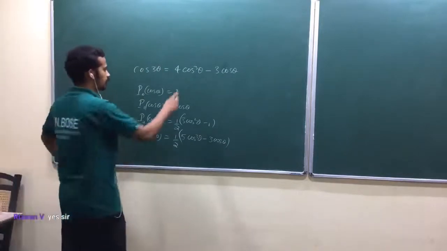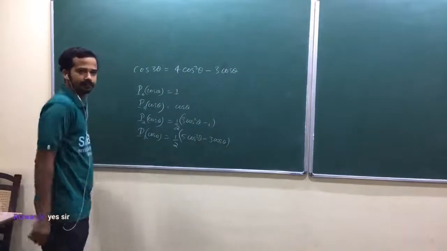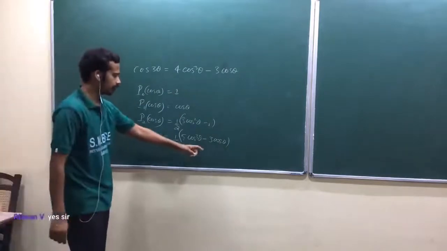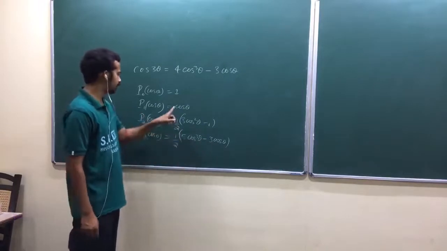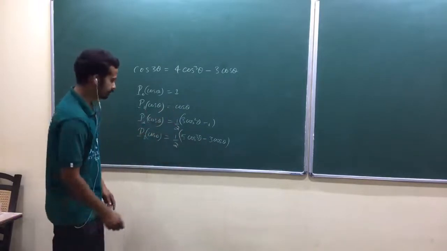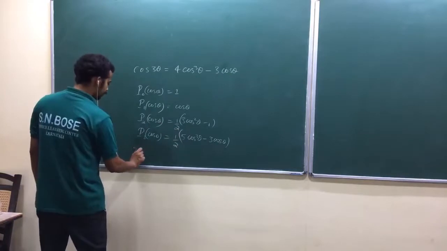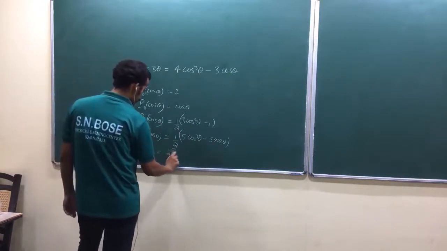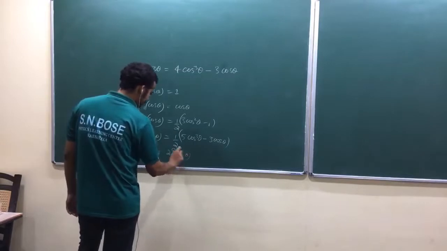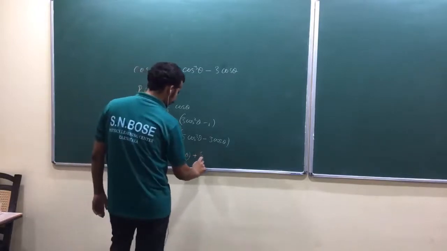Now, I need cos cube theta, I need cos theta. Once you solve it for cos cube theta, this cos theta will remain. You should not leave that one. You have to write this one as P1 of cos theta. What is 5 cos cube theta? 2 into P3 of cos theta plus 3 by 2 cos theta.